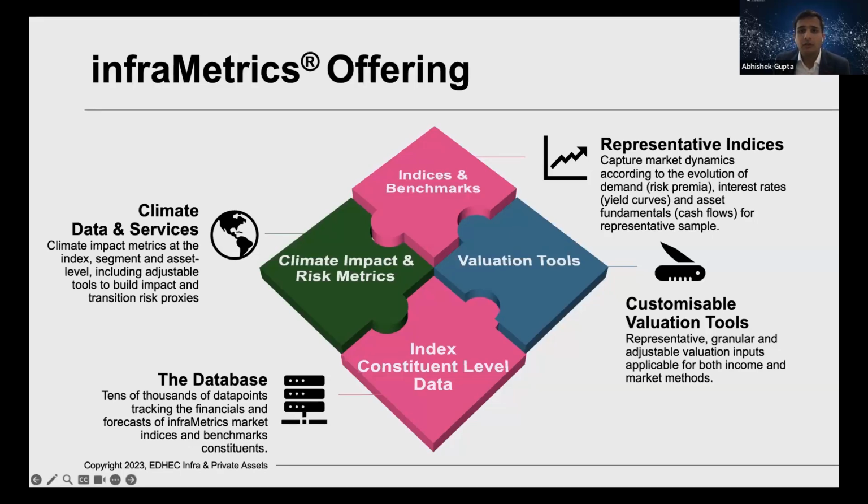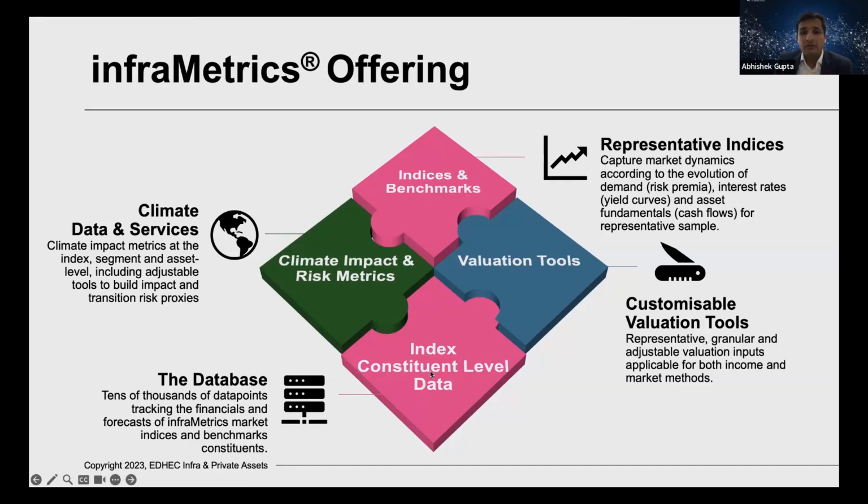We also have a lot of valuation tools on offer. These are representative and granular, so you can select a particular sector or geography that you are interested in, and adjust those valuation inputs in your own process. So you can get information such as valuation ratios, multiples, discount rates, whichever method you are interested in, either an income valuation method or a market valuation method. There are tools on offer that allow you to value your own investments and portfolios.